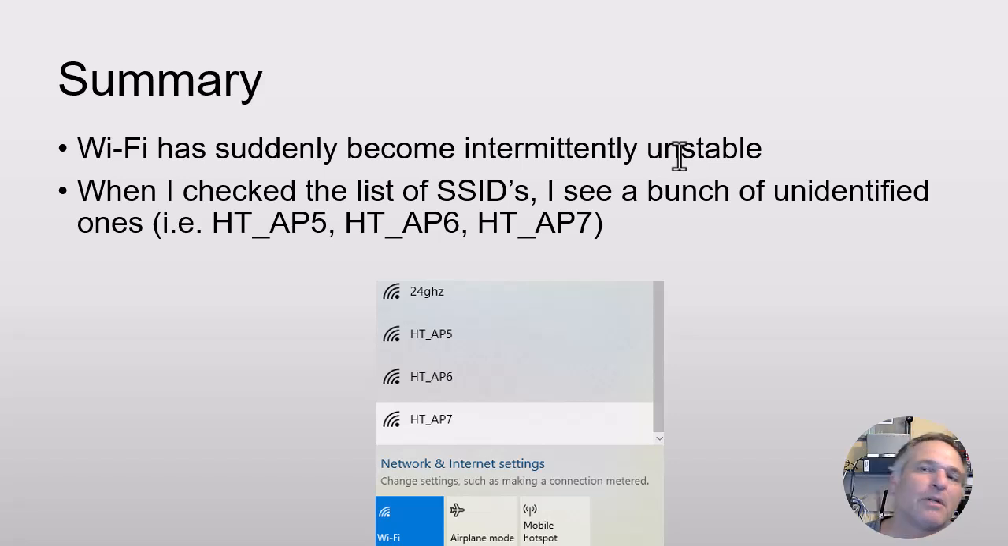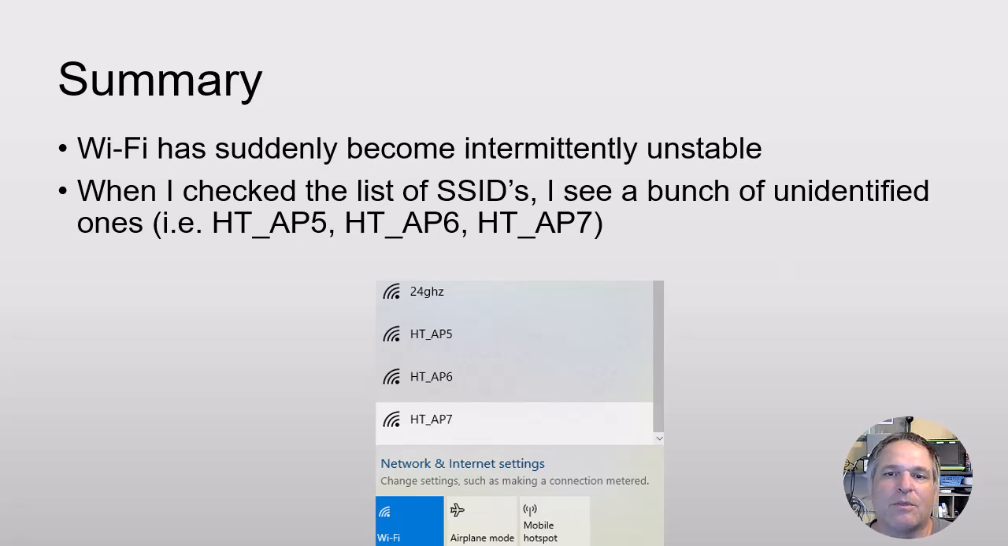Now, I live in a rural area, so it's not like neighbors are interfering and all that kind of stuff. There's nobody around. When I check the list of SSIDs in Windows, I see a bunch of unidentified SSIDs, these HT_AP5, 6, 7, and so on. I did a quick search with Google and really couldn't find much. So I thought, I think this is a dead end.